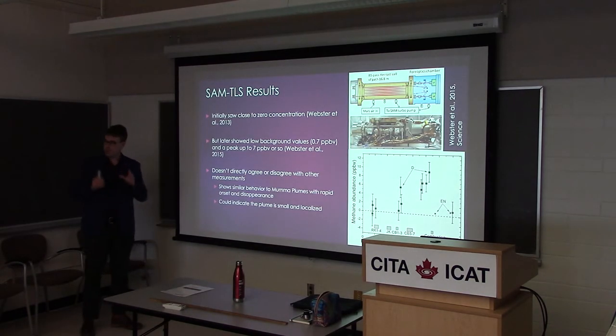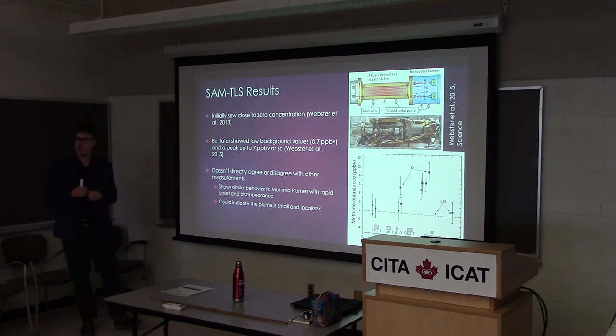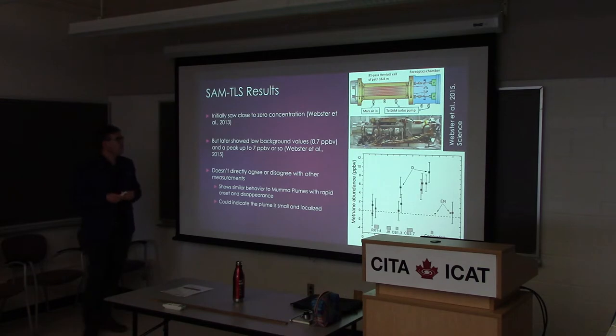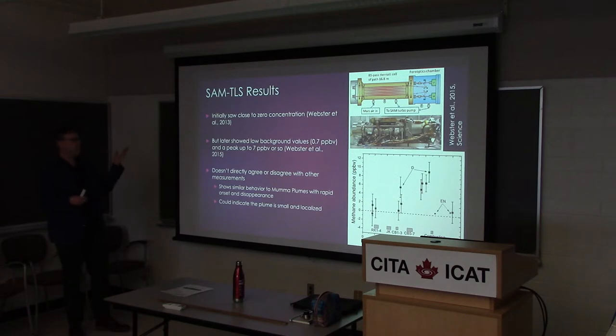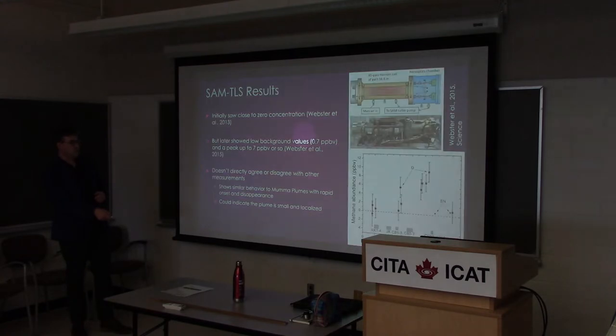We had results. We landed on Mars in 2012, and we started making some measurements. And the first thing that we saw was close to zero, or at least not inconsistent with zero. Over time, taking more measurements, we stuck with it, we were able to see some higher values. And you can see how this evolved over here.